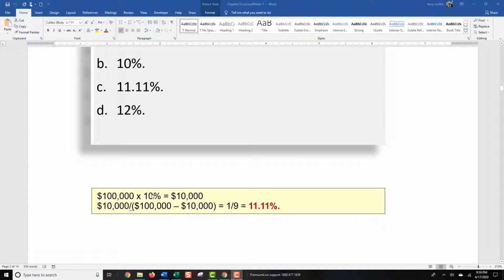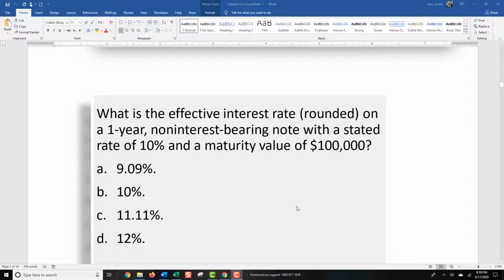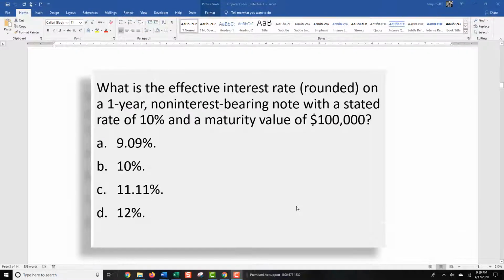The principal times the rate, that's 10,000, right? And then you take the interest divided by the cash received, which would be the 100,000 minus the interest. And that would be 10,000 over 90,000. So the effective interest rate in this example here would be C, 11.11%. All right?